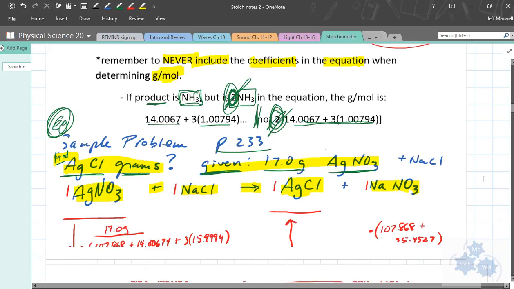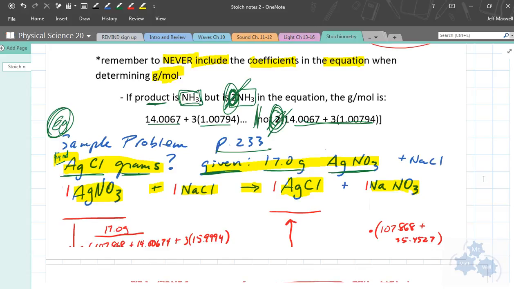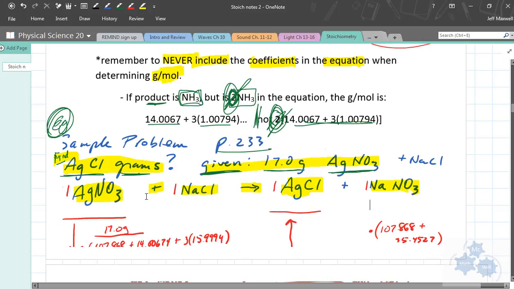Here's the actual question from the textbook. It says, how many grams of silver chloride can be produced from the reaction of 17.0 grams of silver nitrate with excess sodium chloride solution? So that's what the actual question says. Sorry, I don't have it there, but these are your notes, and here's your equation.